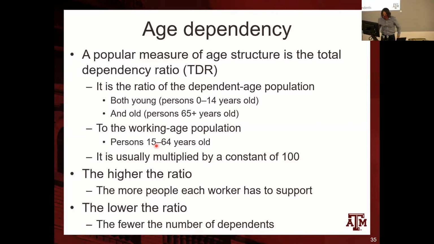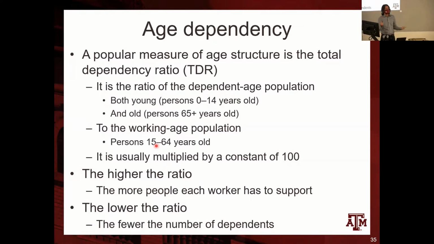So the higher the ratio, the higher the dependency ratio. Dependency ratio because children and older people depend on the work of people between 15 and 64 years of age. If the ratio decreases, you have a lower dependency ratio. It means that you have proportionally fewer children and fewer older people in relation to people between 15 and 64.